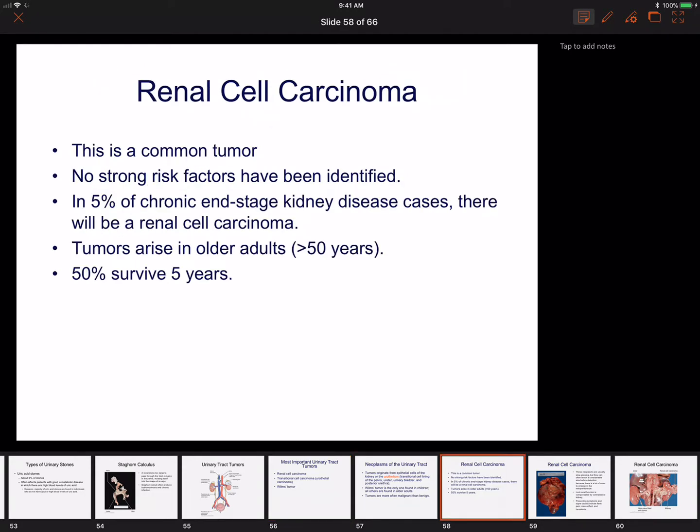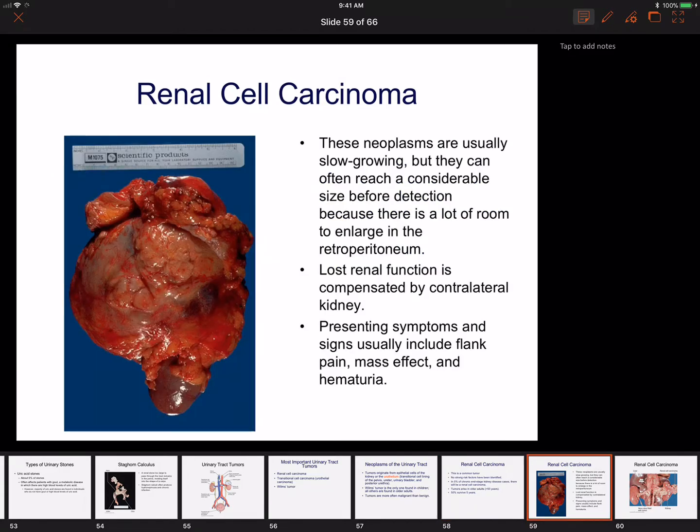The first one, renal cell carcinoma, is a fairly common tumor. There isn't a specific risk factor that has been linked to it. Tumors usually occur later on in life, and they have poor prognosis. Renal cell carcinomas are slow growing, but they could reach a large size before we detect them, simply because they grow in the abdomen.